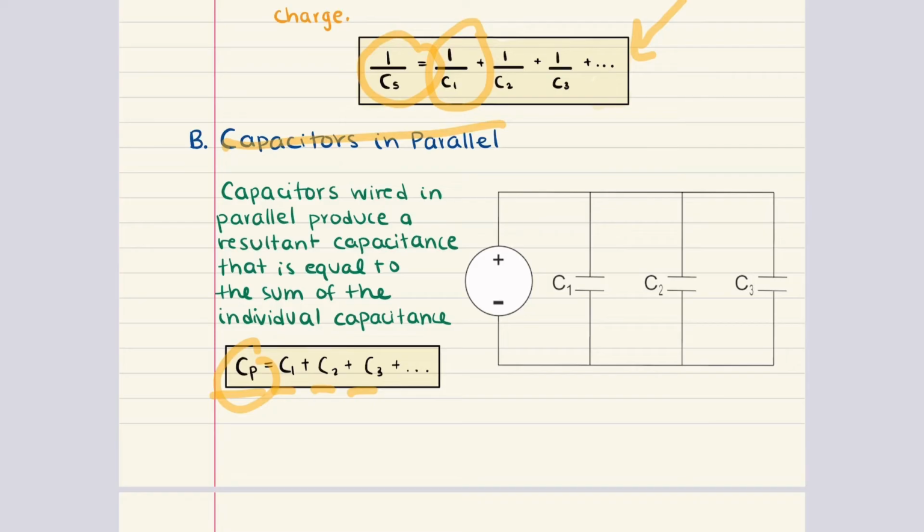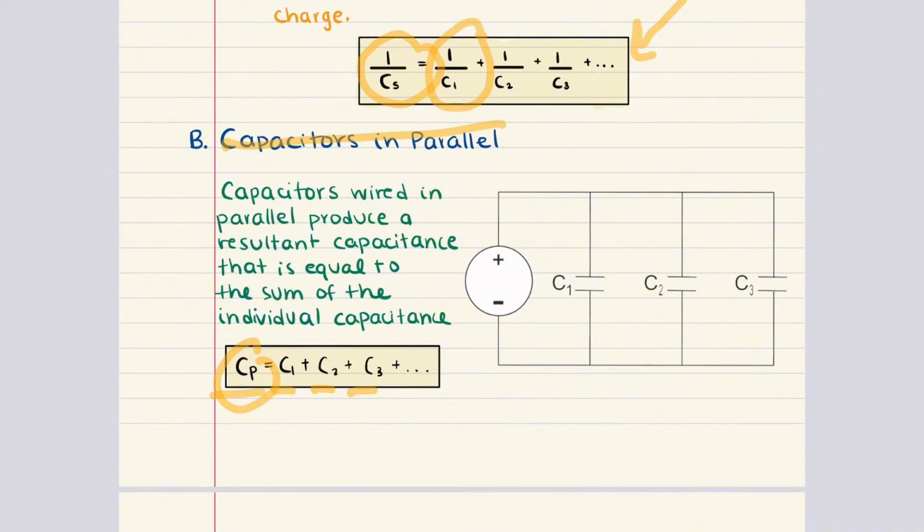This equation indicates that adding more capacitors in parallel increases the total capacitance because each capacitor adds additional surface area for storing charge. Since all capacitors are exposed to the same voltage, the total charge stored in the circuit is the sum of the charge stored on each capacitor. Parallel capacitors are useful when large amounts of charge need to be stored, as the total capacitance increases with each added capacitor.